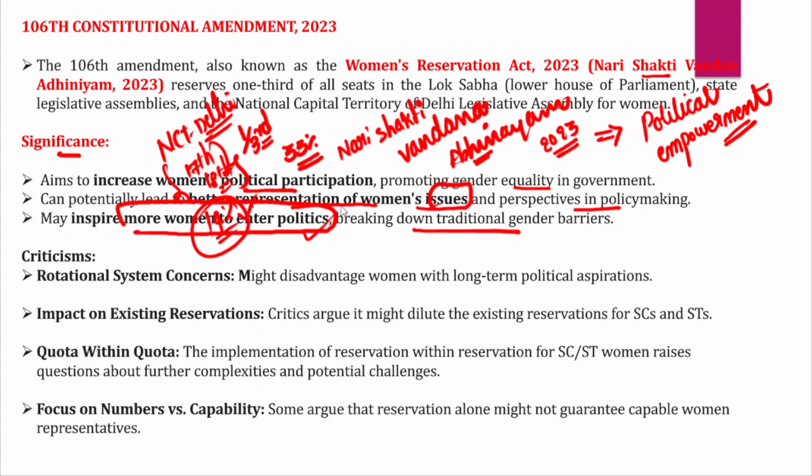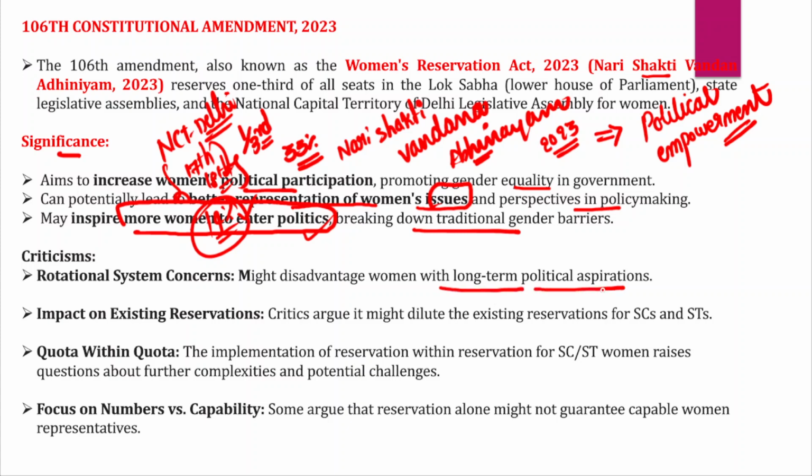However, it is not free from criticism. Right? In fact, the Nari Shakti Vandan Adhiniyam has also been facing certain criticism. There are certain shortcomings as well in this amendment. Now, what are those shortcomings? In fact, it is a rotational system. The reservation for women is based on a rotational system. Therefore, since it is a rotational system, it might be a disadvantage for women with long-term political aspirations.